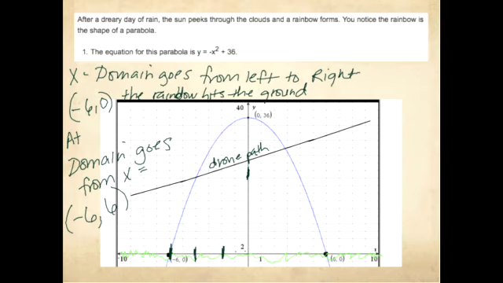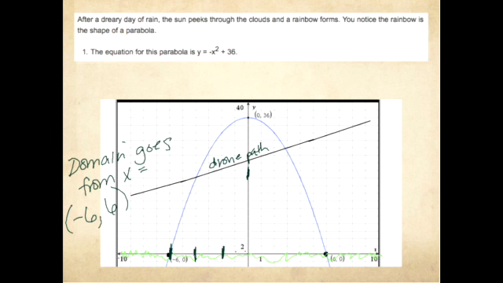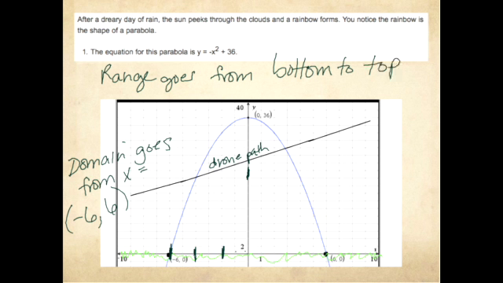Now let's talk about the Y values. That's the range, okay? So I'm gonna delete this, and I'm gonna put up here range. All right, the range goes from bottom to top. Just like domain went from left to right, the range goes from bottom to top. So now we're looking at the Y values, right here at the Y axis, and we're going to go from bottom to top.